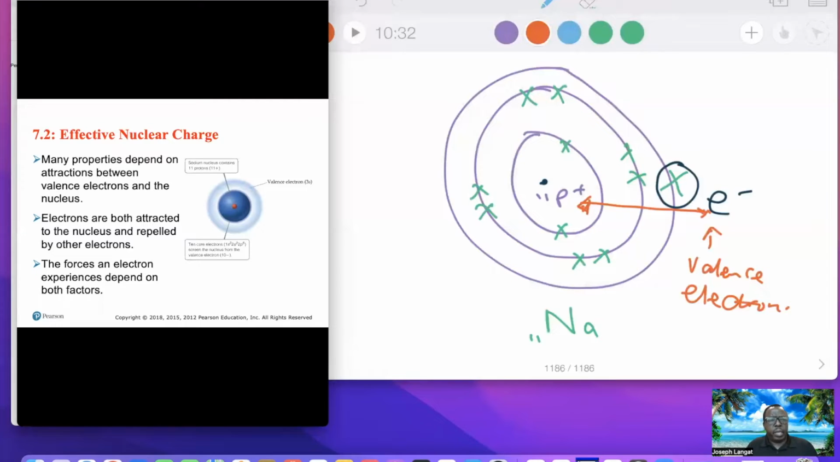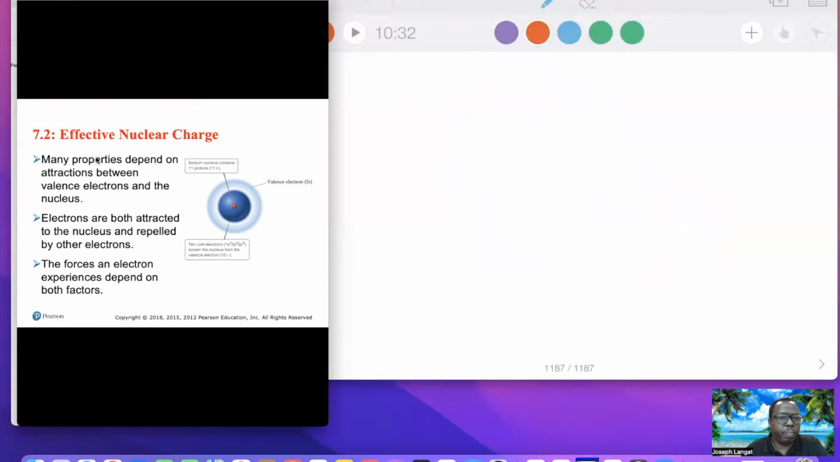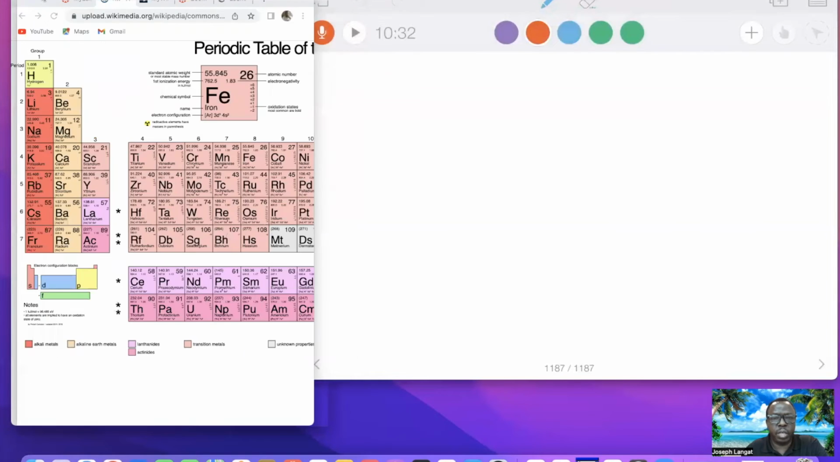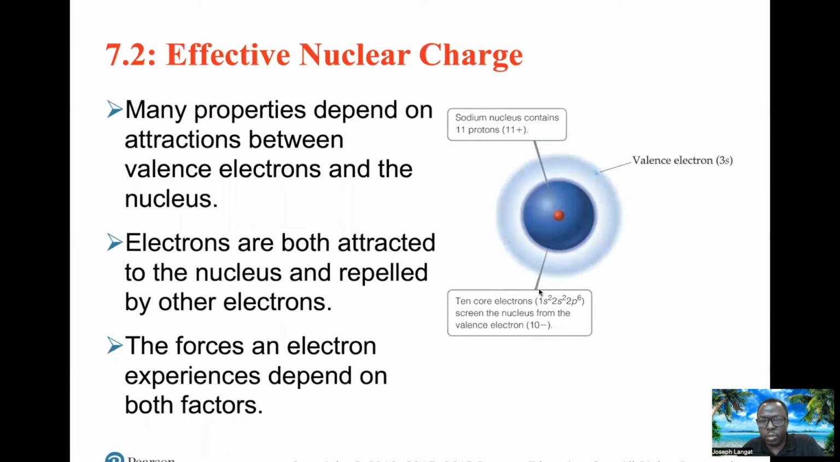Now, we will look at how to calculate the nuclear charge, but for a multi-electron system, many properties depend on the attraction between the valence electron and the nucleus. So here is the nucleus, and I've used sodium, where we have 11 protons, and there is 1 valence electron in the 3s sublevel.